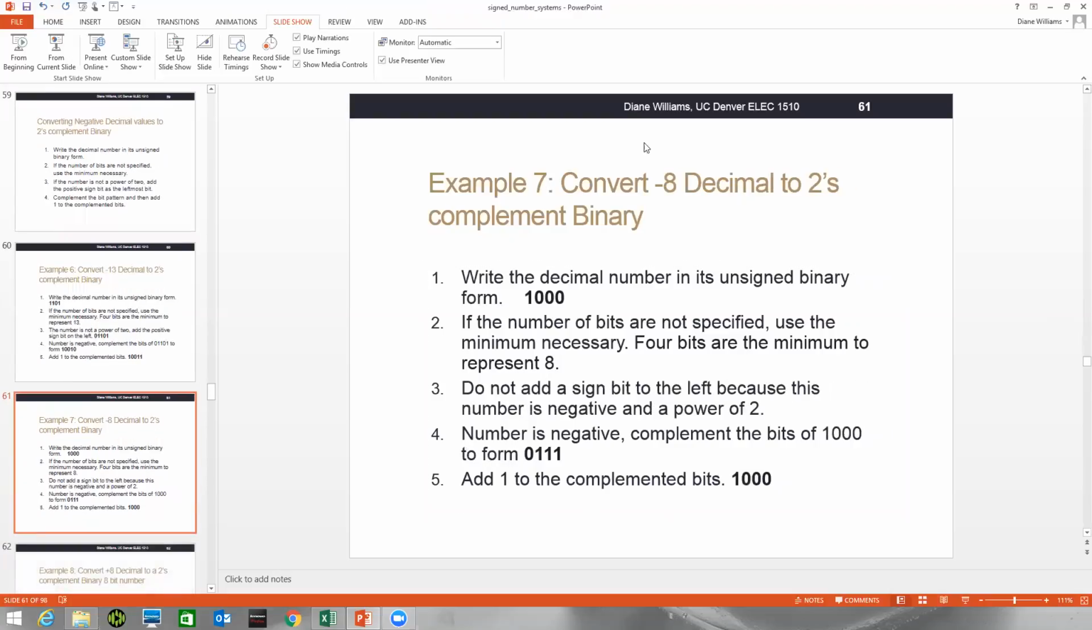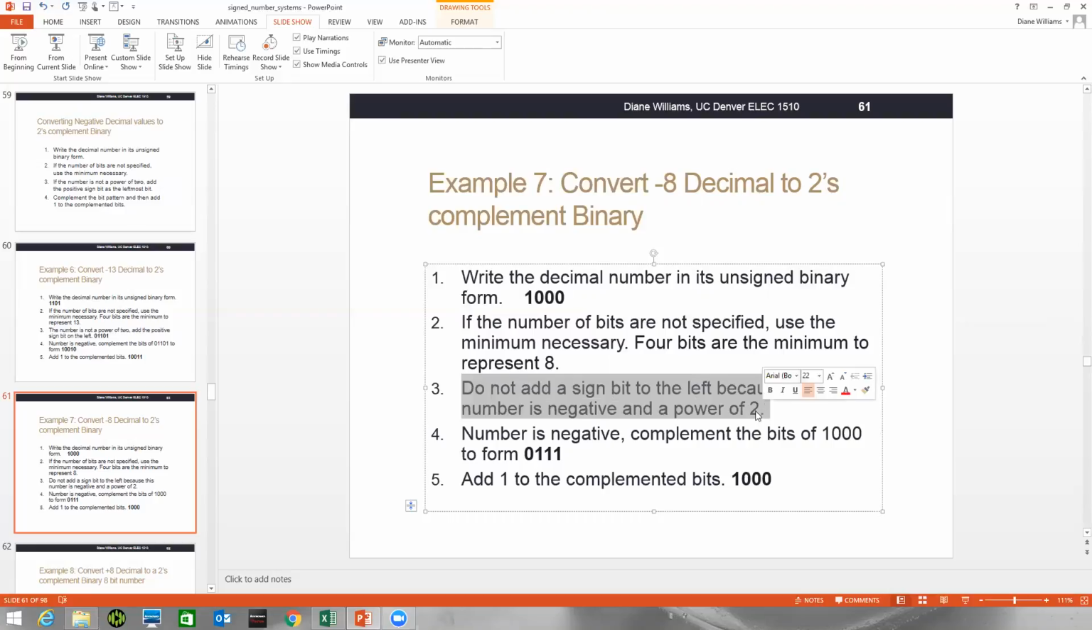All right, let's work with a power of 2. We're going to convert minus 8 in decimal to 2's complement binary. We write the decimal number in its unsigned binary form. Here's how we write 8. If the number of bits is not specified, we use the minimum necessary. So 4 bits are the minimum necessary to represent the number 8. Now, we don't add a sign bit to the left, because the number is negative and it's a power of 2. So we don't change this.